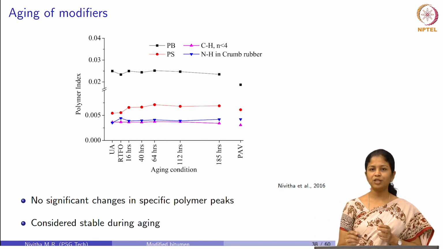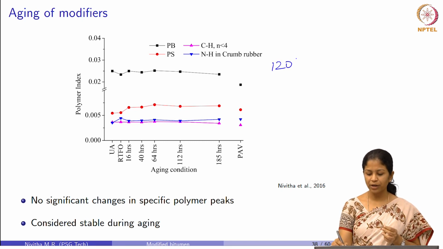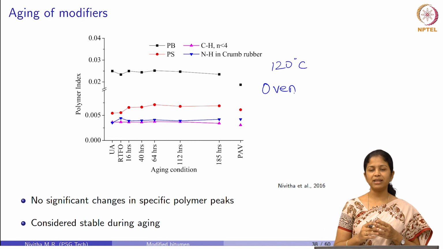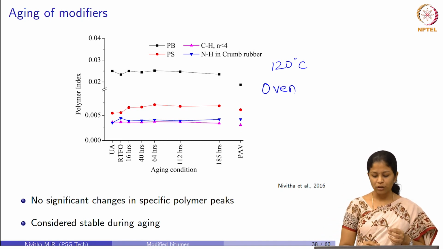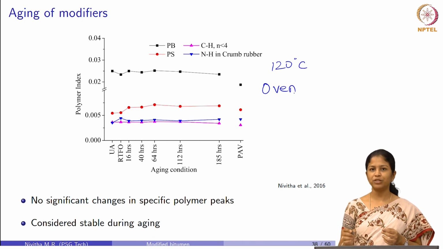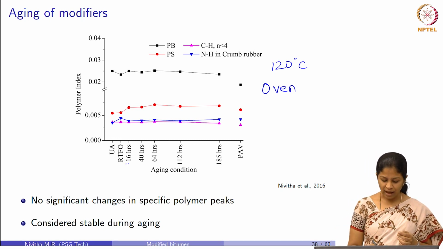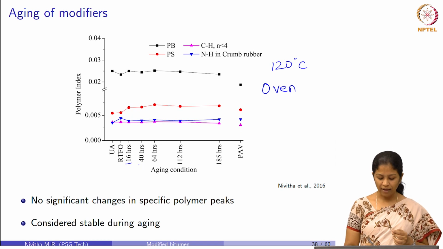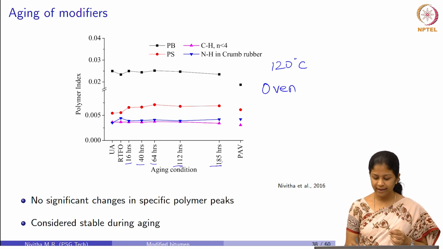What was done in this particular study is the base bitumen and the three modified bitumen were aged at 120 degrees Celsius in a conventional oven. They were subjected to aging and at intermittent periods samples were drawn out. What are these intermittent periods? One is after 16 hours of aging, after 40 hours of aging, 64, 112 and 185 hours.